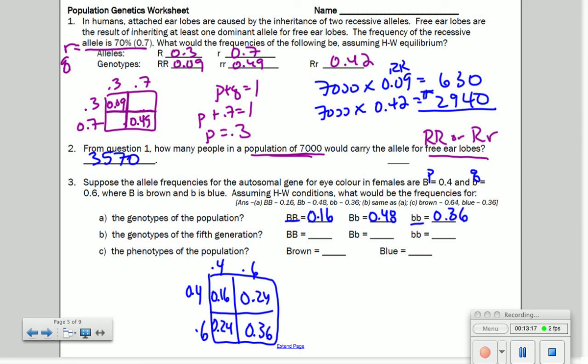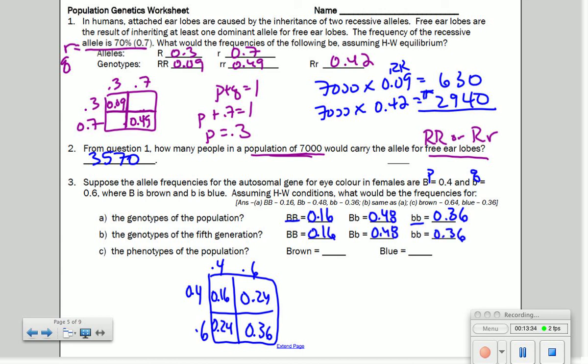The genotypes for the 5th generation. Now, it says assuming Hardy-Weinberg conditions. That means that everything's going to be the same. So in the 5th generation, I should still have the same allele frequencies. So that's where they're trying to get at there. So it's the same as the 1st generation.